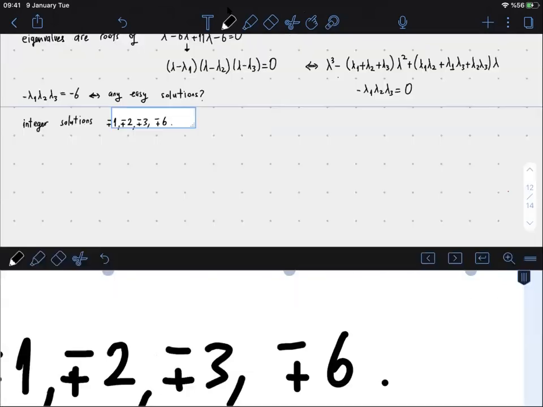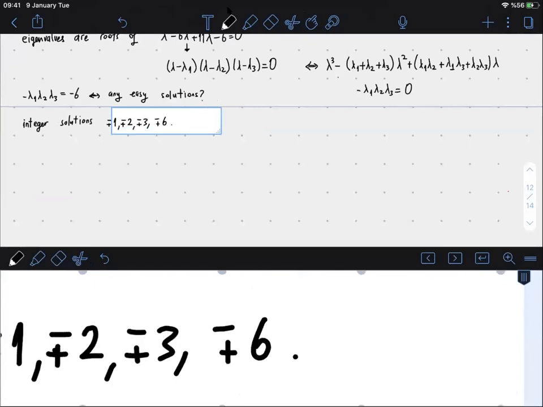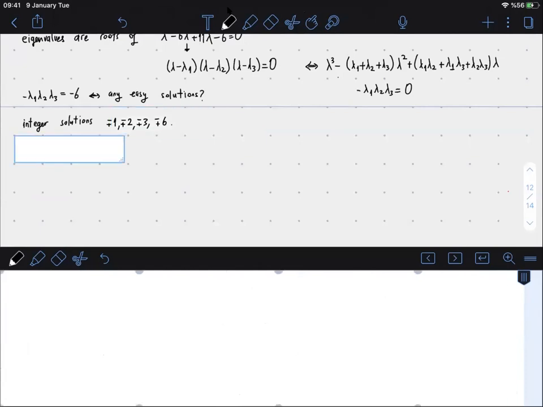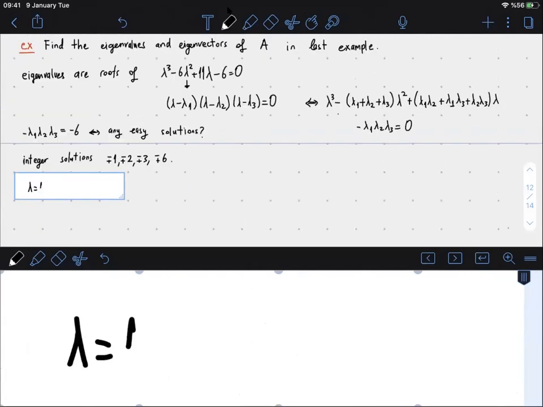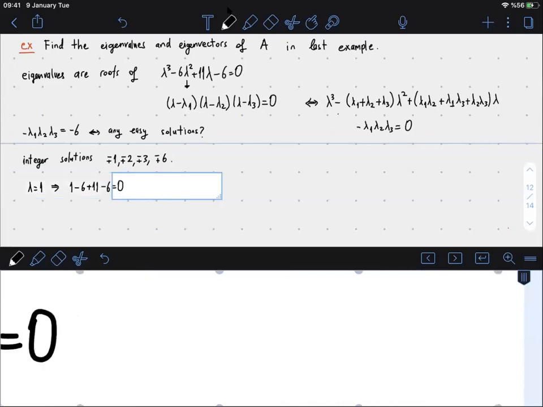Okay, so we were at this line, right? So integer solutions are plus or minus 1, 2, 3, 6. We have looked at whether lambda equals 1 is a solution. We're just checking. So if I plug in lambda equals 1, 1 minus 6 plus 11 minus 6, this is 0. So lambda equals 1 is a solution.